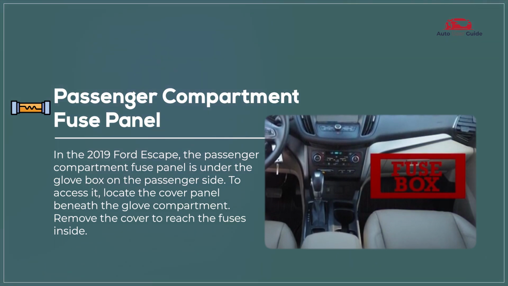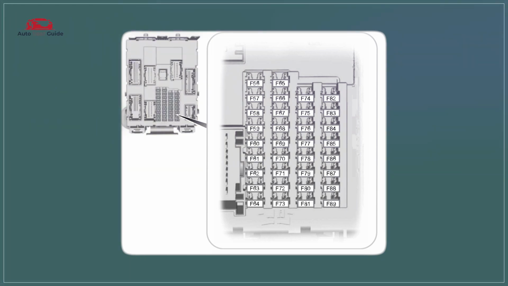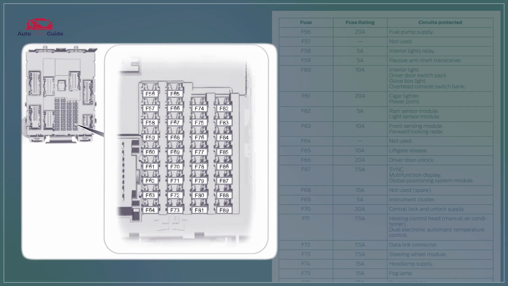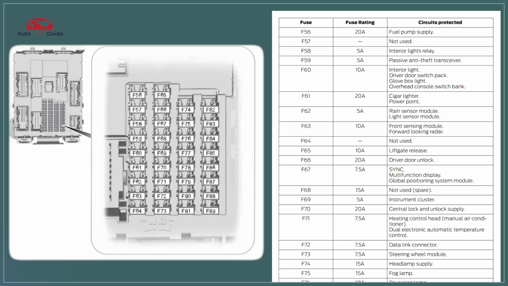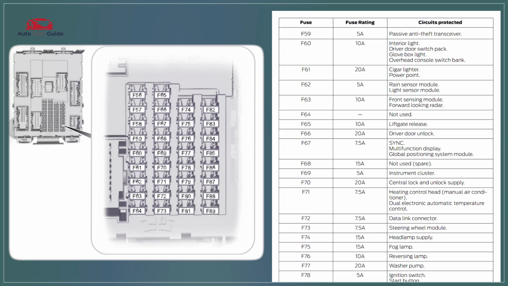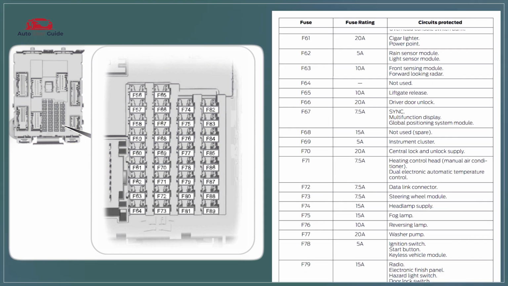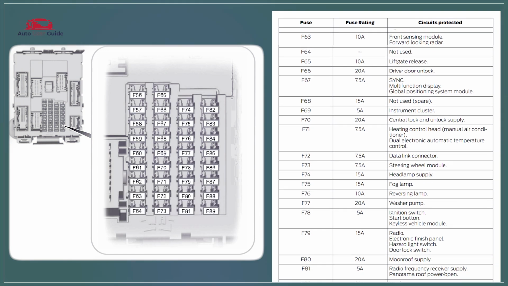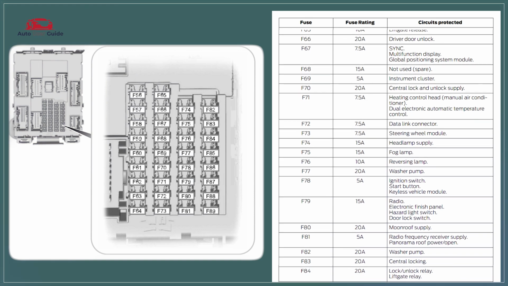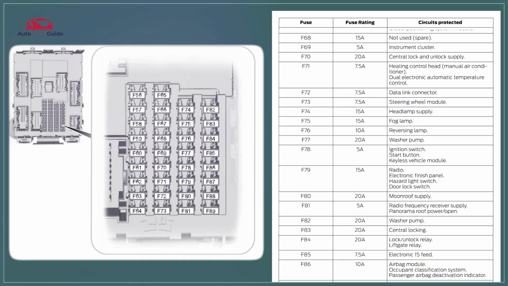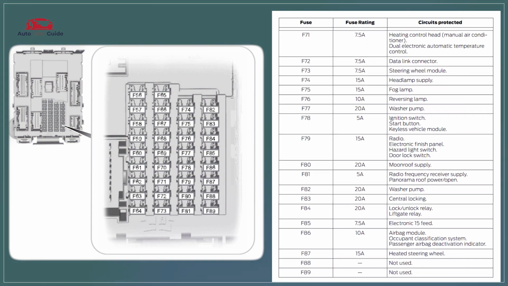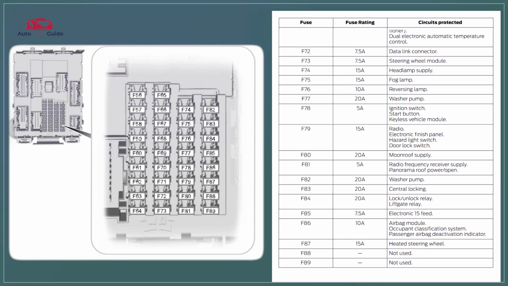Passenger compartment fuse panel. The passenger compartment fuse panel in the 2019 Ford Escape contains fuses for essential interior systems such as the audio system, power windows, and interior lights. It protects against electrical faults, ensuring reliable operation of these components. Accessing it is easy for maintenance or fuse replacement.